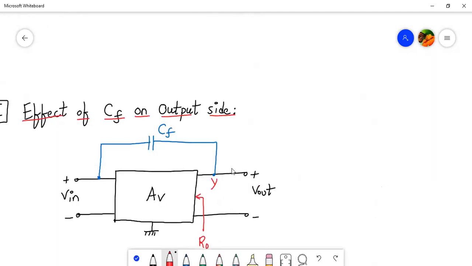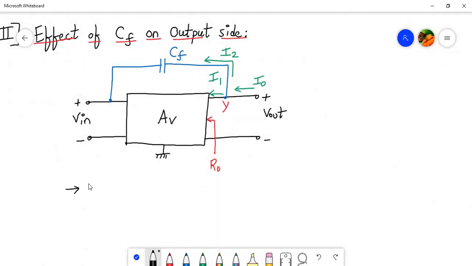Let's consider the output current flowing into the circuit, let me use a green color. This is IO. The current flowing into the capacitor, let's consider it to be I2, and the current flowing back into the amplifier is denoted as I1. Clear about it? So IO is split into two parts, I1 and I2. Let's begin with the analysis. First we will apply KCL at node Y. Incoming current IO is equal to I1 plus I2.